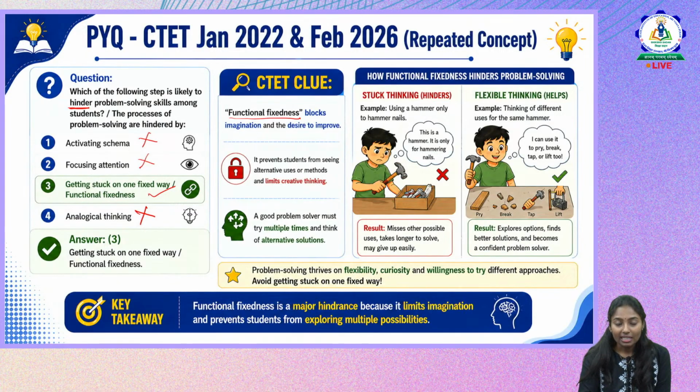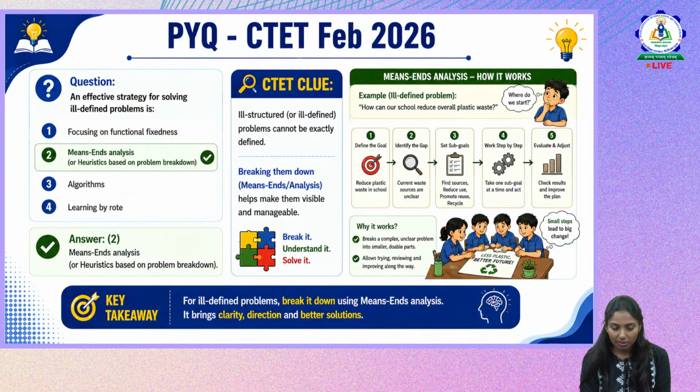Thinking that one thing has many purposes is flexible thinking, and that is what helps in your problem solving skills. So functional fixedness के बारे में एक बार देख लीजिएगा आप, because that has been asked recently. Actually, this does limit your creative thinking and other aspects. So हम next question पे जाते हैं.